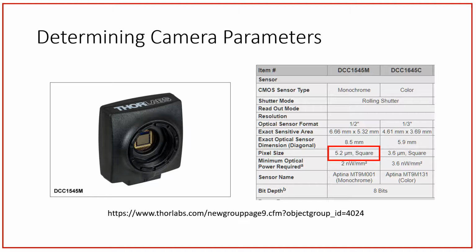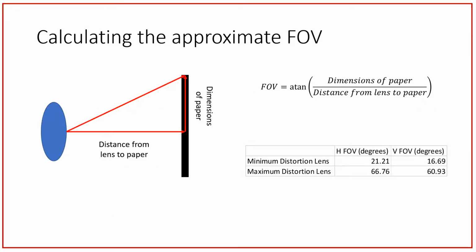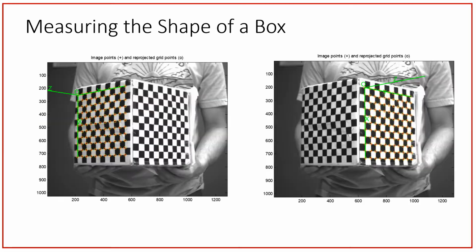We measured both the horizontal and vertical fields of view of each lens using a standard 8.5 by 11-inch paper and filling the field of view of the camera. Knowing the size of the paper and how far away the camera was, we calculated the angular field of view for the low distortion lens to be 21.21 degrees by 16.69 degrees, and for the high distortion lens, 66.76 degrees and 60.93 degrees.